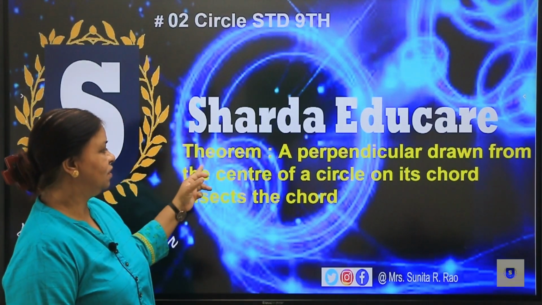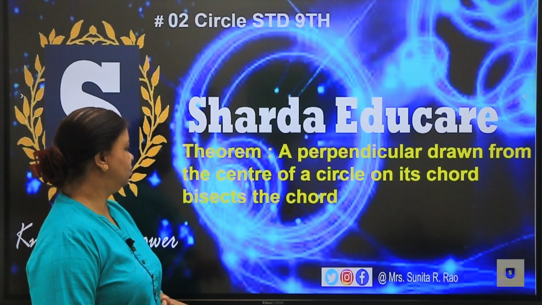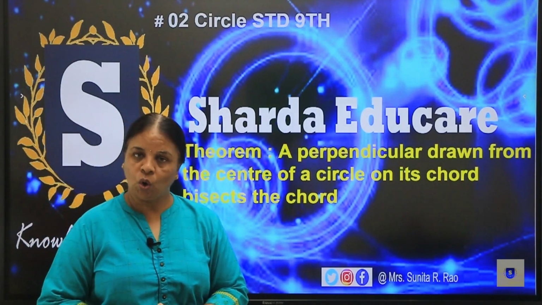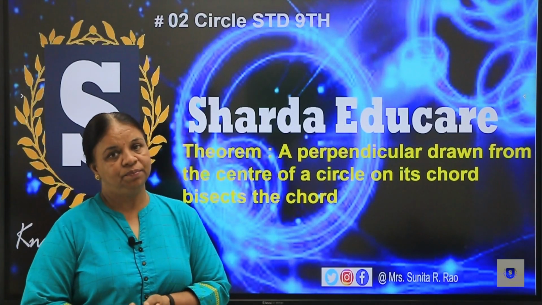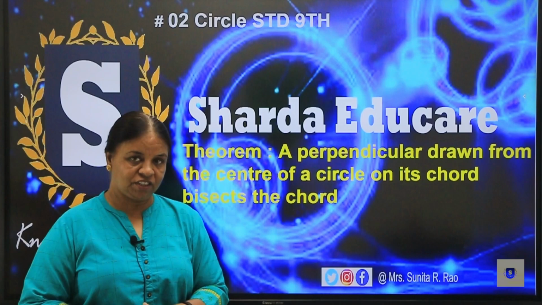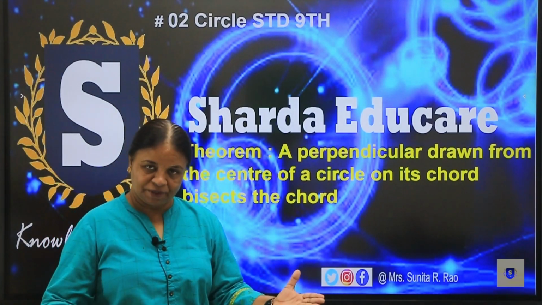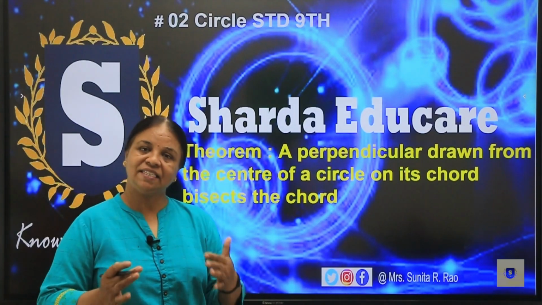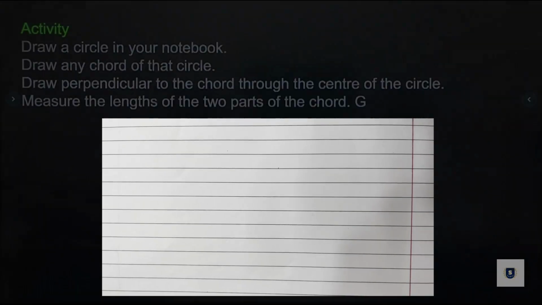We will be learning the theorem: a perpendicular drawn from the center of a circle on its chord bisects the chord. Before we proceed to the theorem, we will do one activity, children. Take a pencil, open your notebook, take the compass and draw a circle as I am doing it in the activity. Let's begin, children.